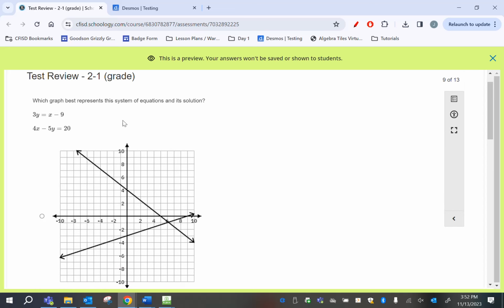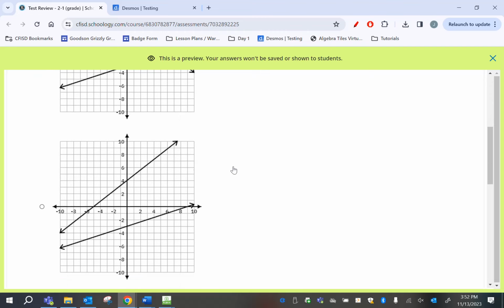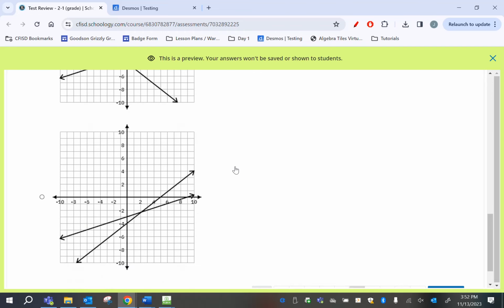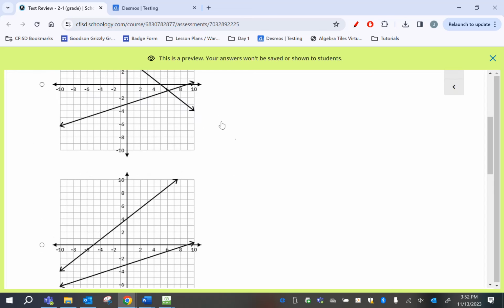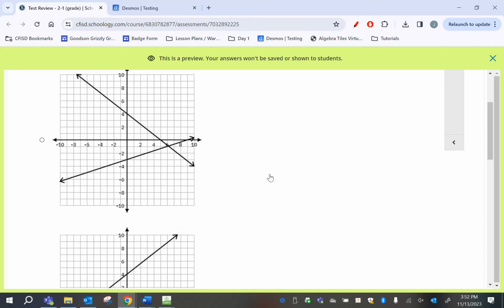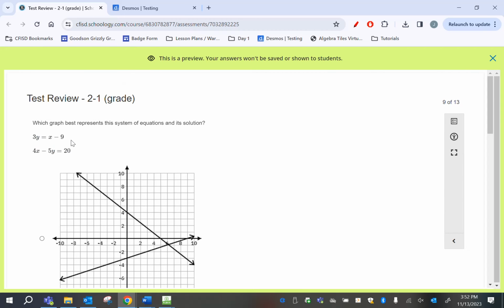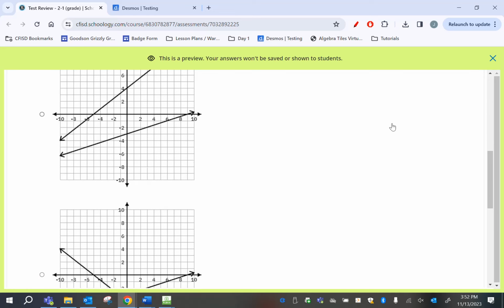Here, we have 2 equations. You need to find which graph matches these equations. So the way I'd recommend you do it, isolate y and find the 2 equations, or the 2 lines that match the 2 equations you get when you isolate y for both of these. I'm going to leave you to try to practice this one.